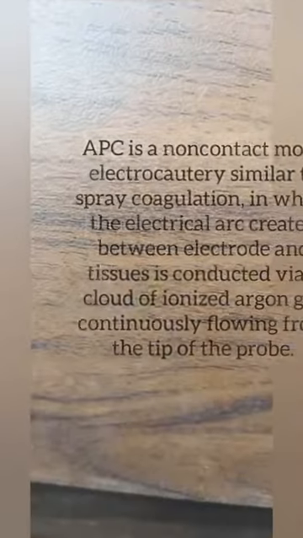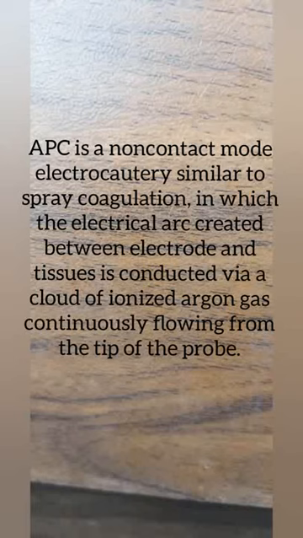Argon plasma coagulation is a non-contact electrocautery that can be delivered through flexible bronchoscopy. So argon plasma coagulation is similar to spray coagulation, in which the electrical arc created between the electrode and tissue is conducted via a cloud of ionized gas, continuously flowing from the tip of the probe.